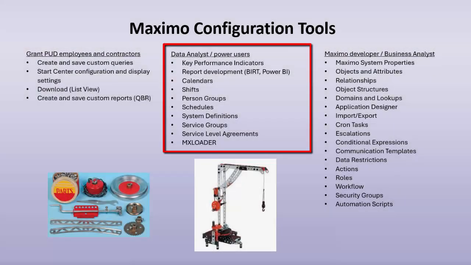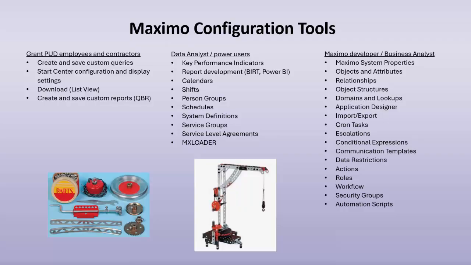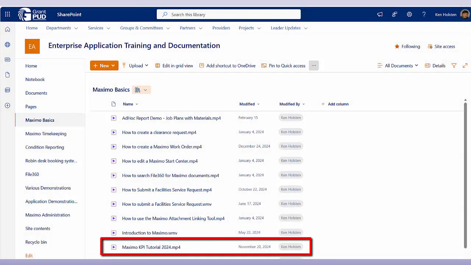Analysts and power users typically have permissions to create and publish key performance indicators, develop complex reports, and configure all sorts of Maximo records related to work management, timekeeping, and more. There's already a standalone tutorial for the key performance indicator stuff, so I'll skip that.